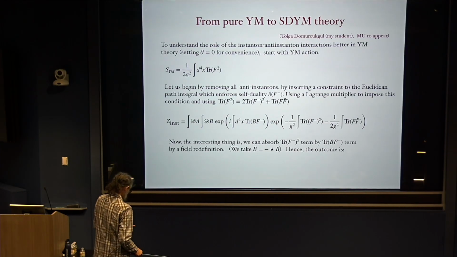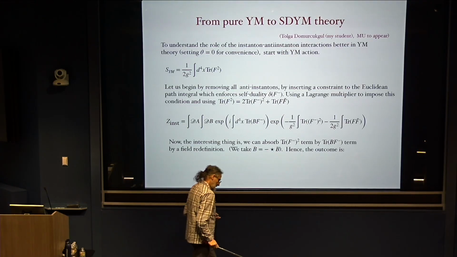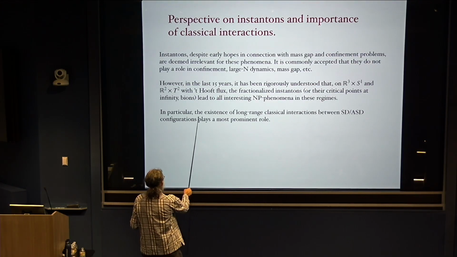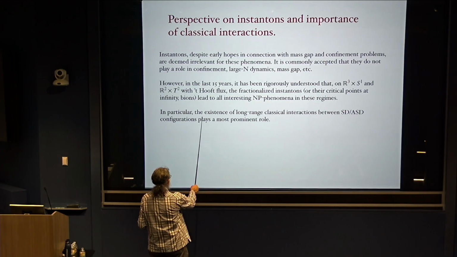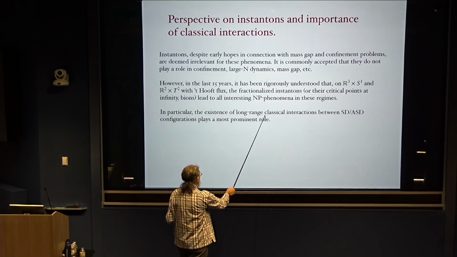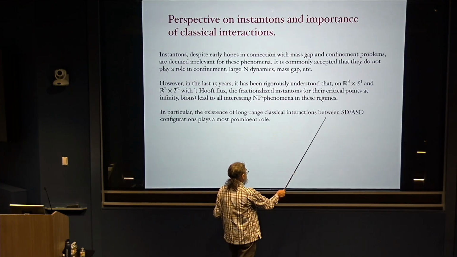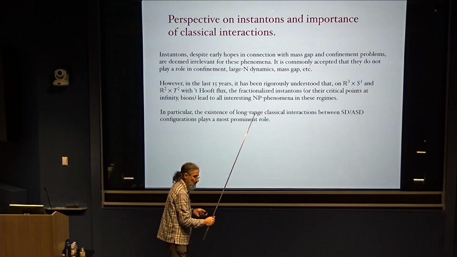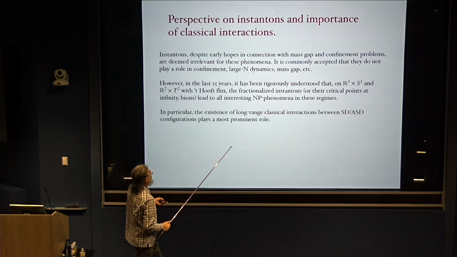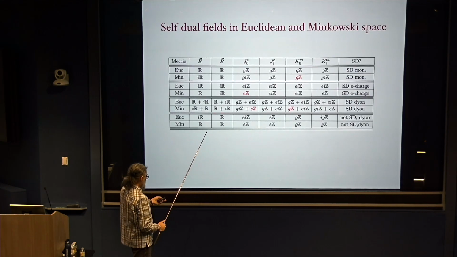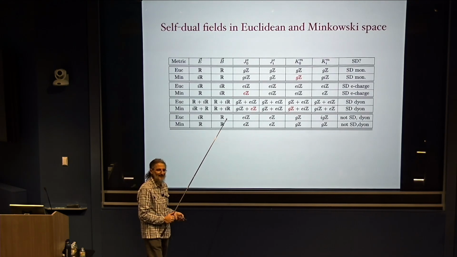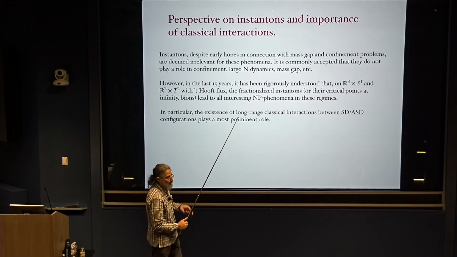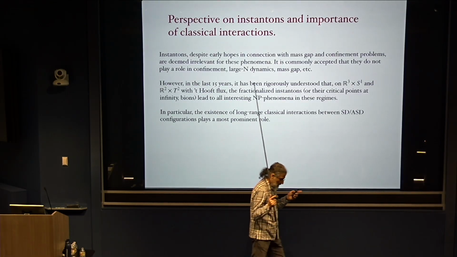Now, let me pause here and ask the following question. Apparently, in the story, whatever the story is, the existence of long-range classical interactions between self-dual and anti-self-dual configurations plays a most prominent role. By the way, when I made this table, I thought I was sort of fooling myself a little bit, but I knew it was true. Now you will start to see the connections.